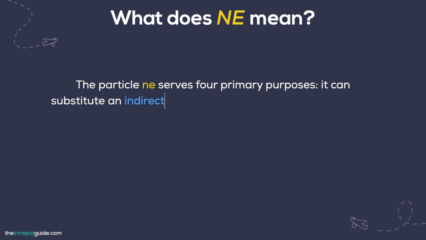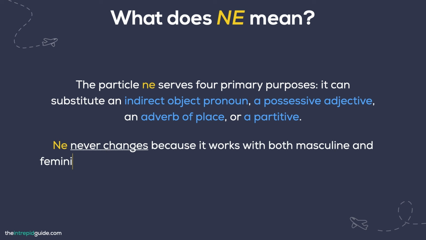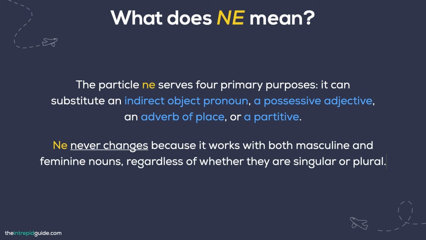Now let's see all the main meanings of these two particles and how they work in Italian. Starting with, what does ne mean? The particle ne serves four primary purposes. It can substitute an indirect object pronoun, a possessive adjective, an adverb of place, or a partitive. The good news is that ne never changes because it works with both masculine and feminine nouns, regardless of whether they are singular or plural.